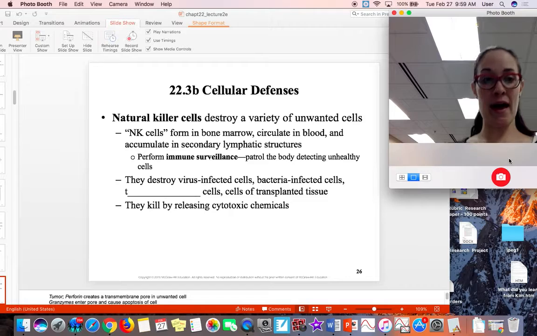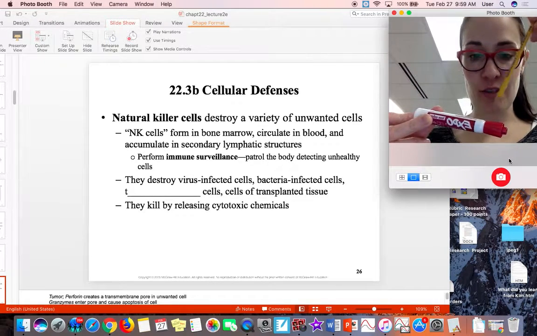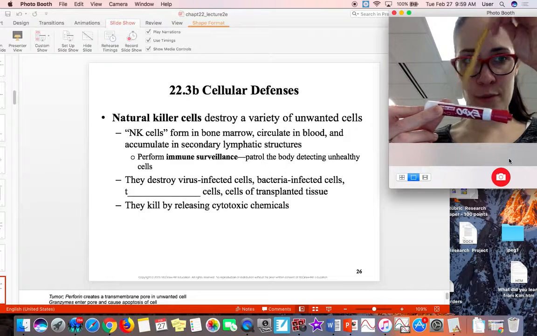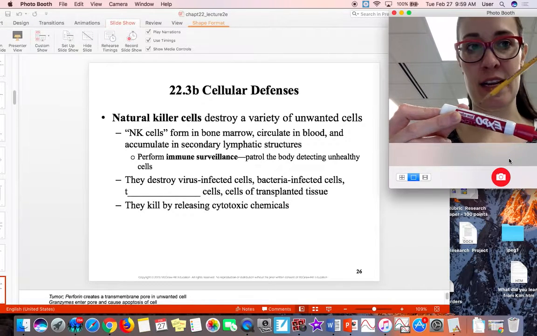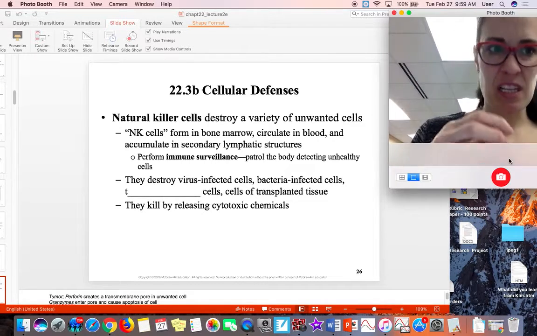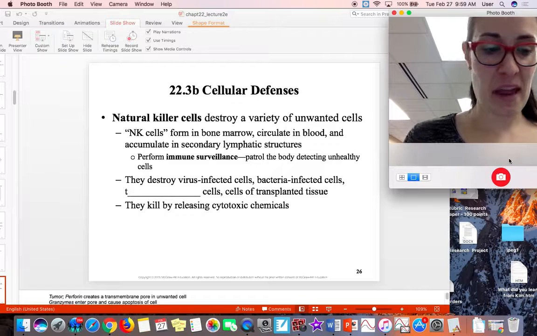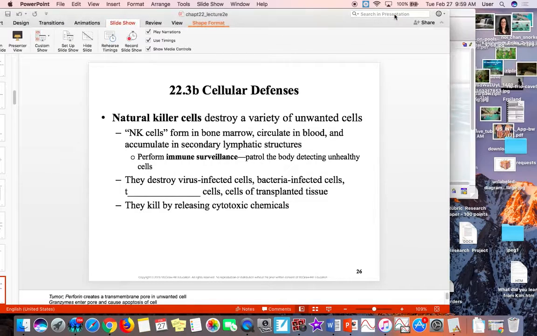Okay, so this is a bad cell, right? So the natural killer cells punch holes in it. They release a chemical called perforin that literally punches holes in it, and then it releases a chemical that goes into those holes and causes it to die by apoptosis.